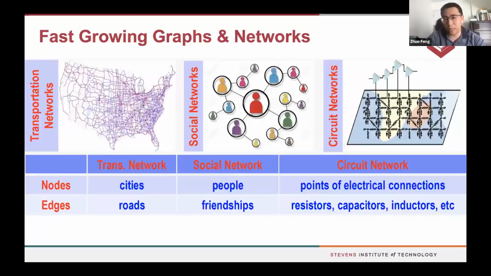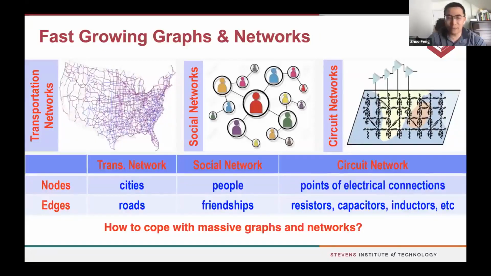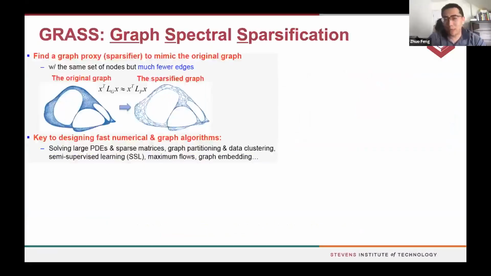For instance, social networks are evolving every second, while circuit networks are doubling in size every 2 years. Then an immediate question would be, how can we cope with these massively complex graphs and networks efficiently? This is actually the research focus in our group in the past decade. Since this talk is mainly about data science applications, I'm going to only focus on applications related to data science and try to ignore any applications in chip design.